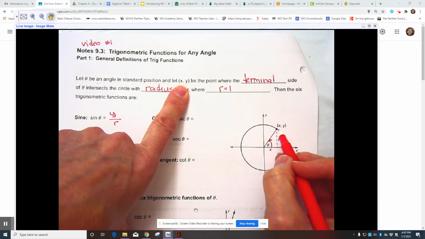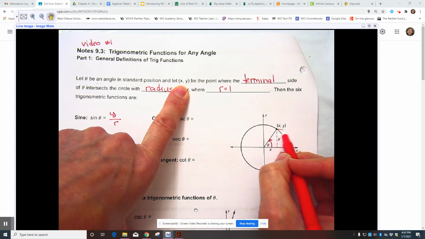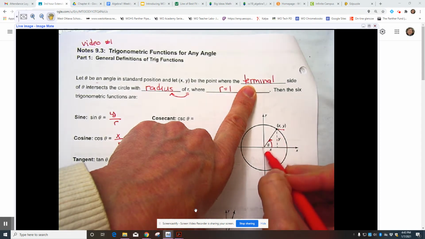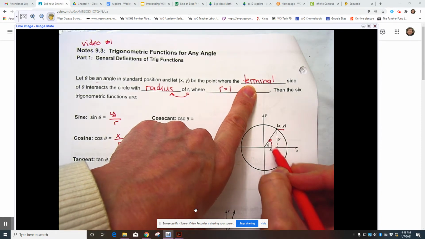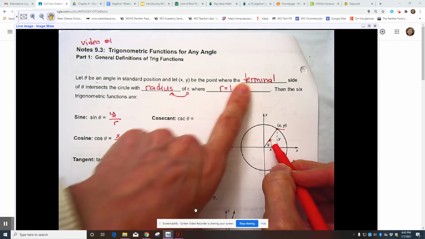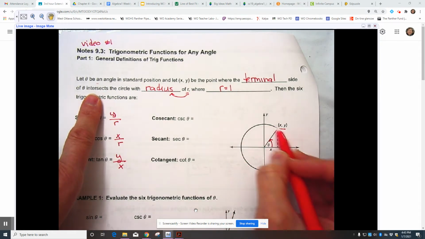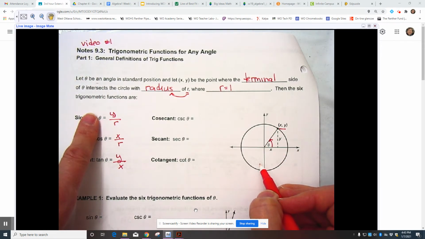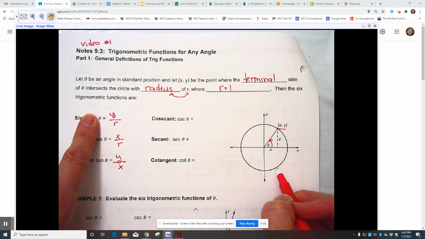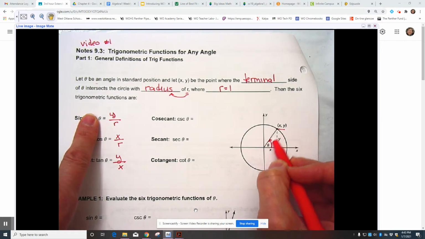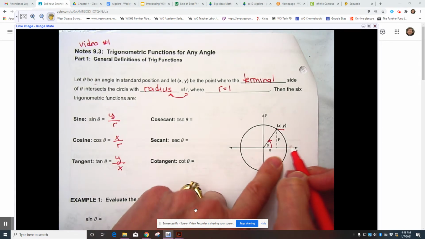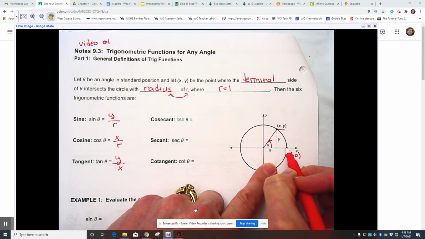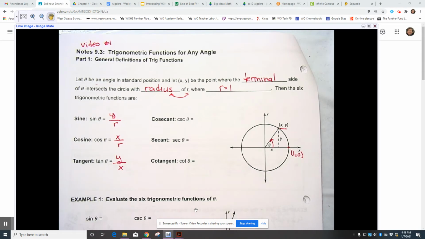Now what we're adding here is a coordinate point. We're going to give you a coordinate point, that's the x, y. You'll notice it's going to be at the end of the terminal side of my angle. And then we have this circle drawn here. We're going to talk a lot more about the circle in 9.3 part 2. But for now, just know we are overlaying a circle on the coordinate grid, and the circle is going to have a radius of 1. So this point right here is 1, 0, because this radius is 1 all the way around.